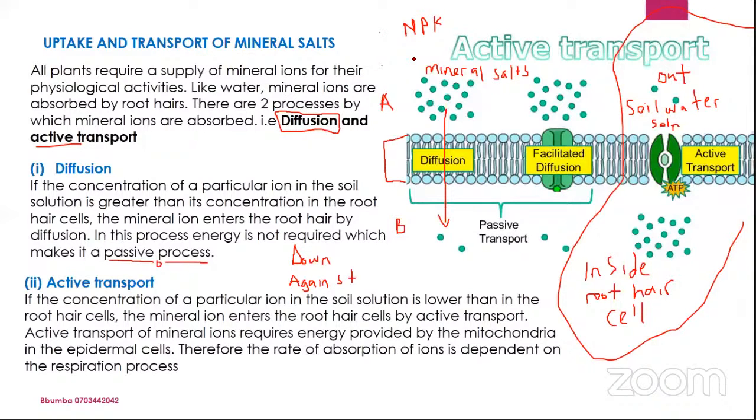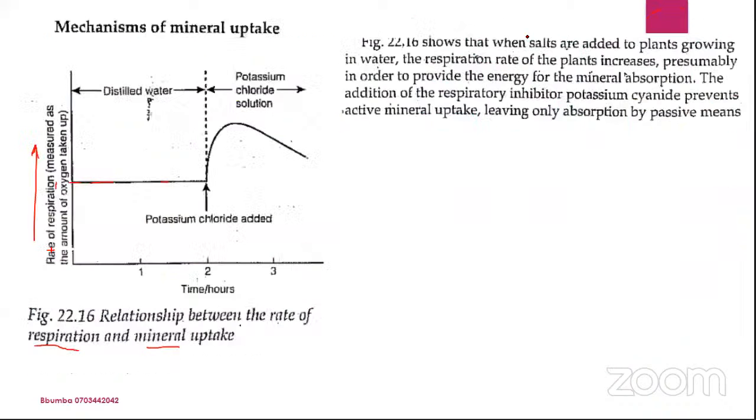Okay, to simplify it for you, this figure shows that when salts are added to plants growing in water, this concept of growing plants in water is called hydroponics. It has been done in the UK, where scientists discovered that you don't need soil to grow plants or crops. You could have water, add all the mineral salts that you will ever need, and the plants are going to grow and give you good yields even without soil. So this is the concept where they got it from.